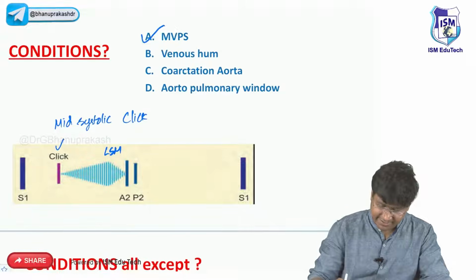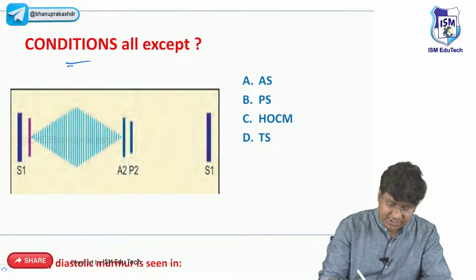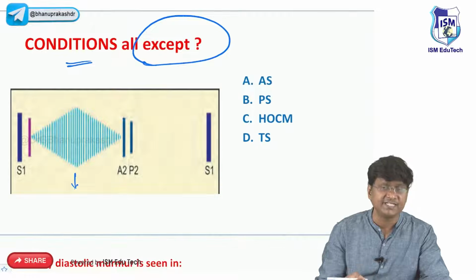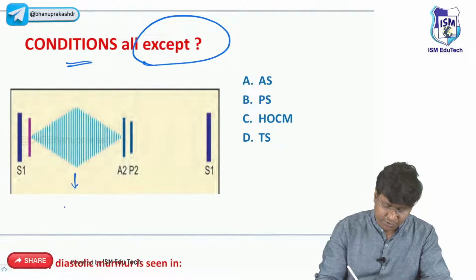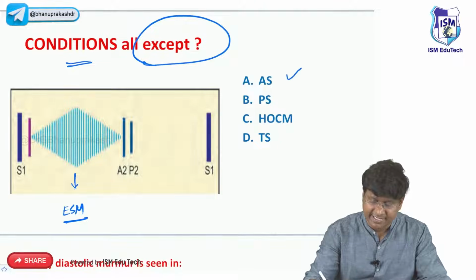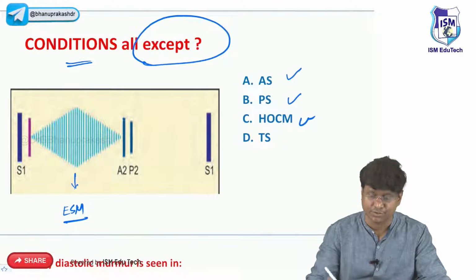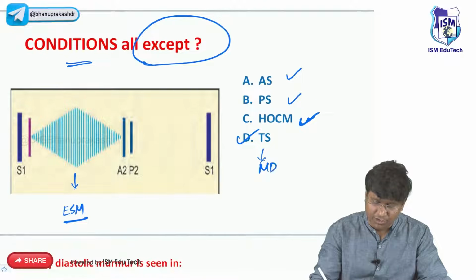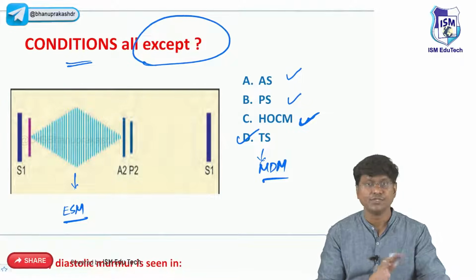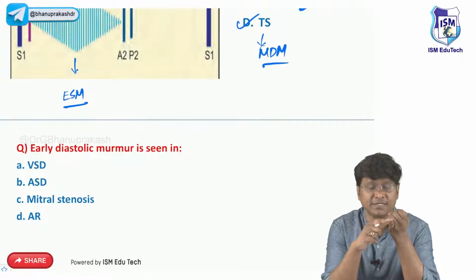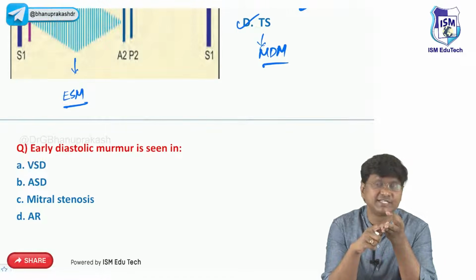Next, the murmur is intensified in the mid part of systole. So this is a mid-systolic murmur or ejection systolic murmur. You have this in AS, PS, and HOCM, but not in case of TS. In tricuspid stenosis, what you get is a mid-diastolic murmur. So that was about your systolic murmurs. You should know the conditions where you have pansystolic murmur, mid-systolic murmur, and late systolic murmur.